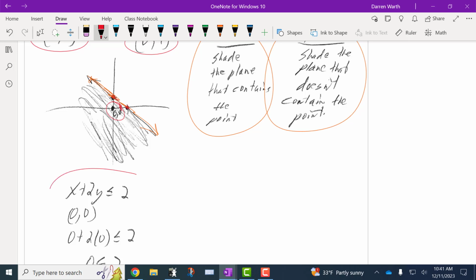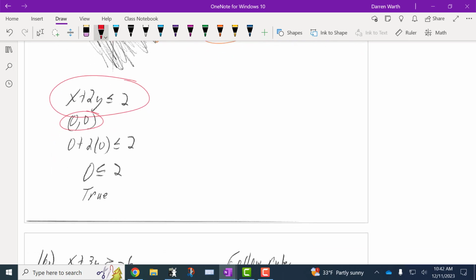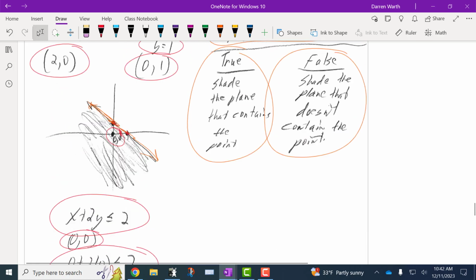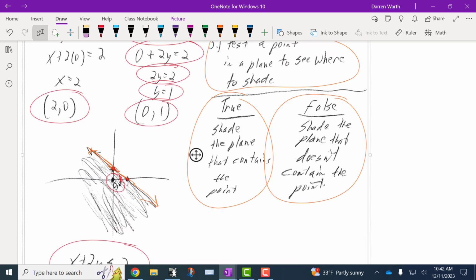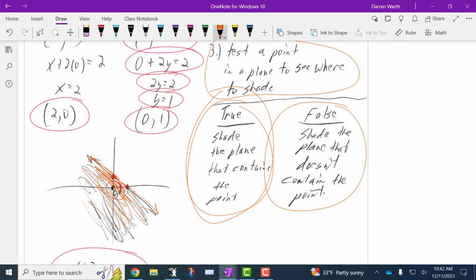I take my original inequality, x plus 2y is less than or equal to 2, and substitute in (0, 0). I'm testing that point that's in that plane. I get 0 plus 2 times 0 is less than or equal to 2, and then the statement 0 is less than or equal to 2. Well, that's a true statement. So that means I'm going to shade the plane that contains the point. You'll notice the point is right here, and then I just shade that in.